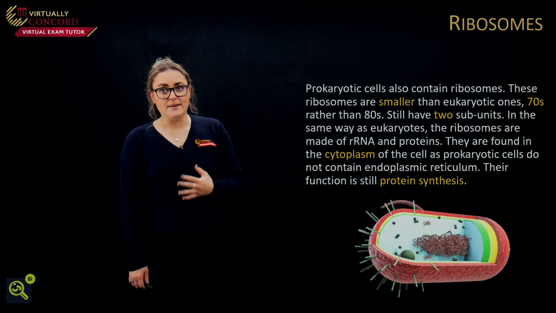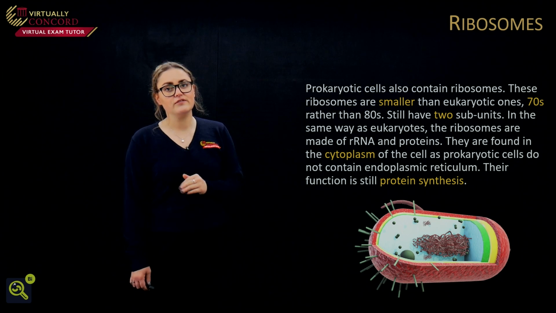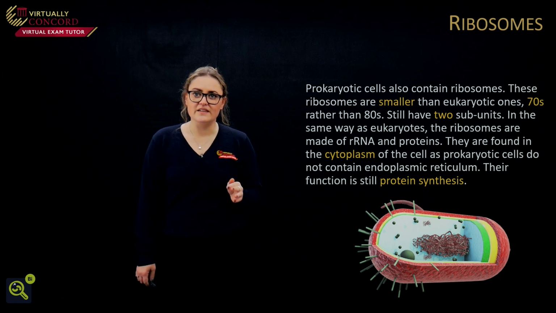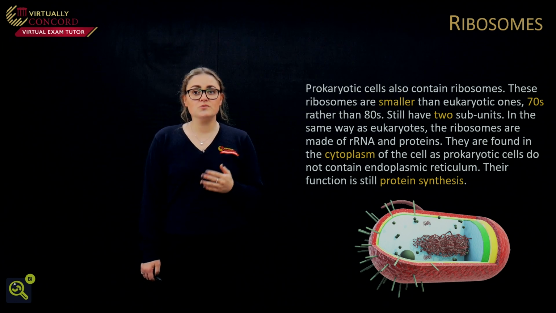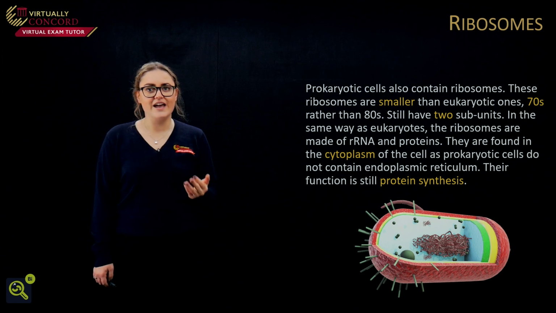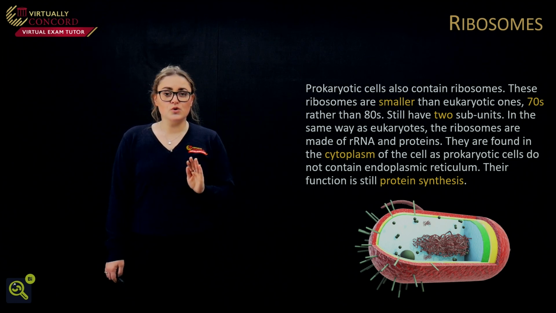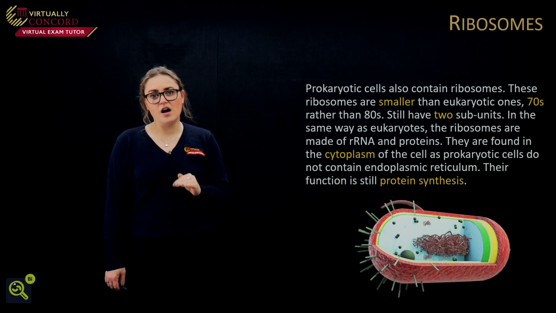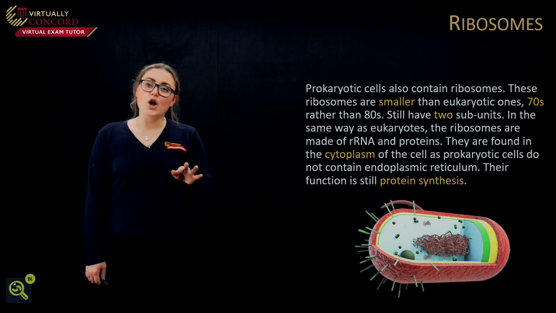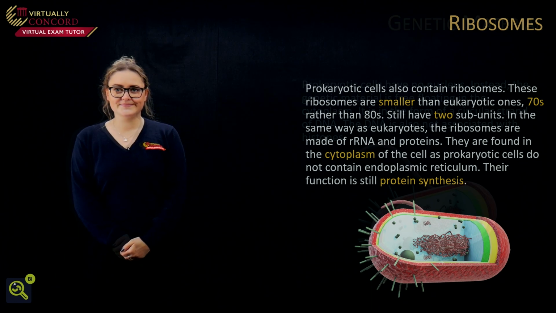They're made of rRNA and proteins, exactly the same as your eukaryotic ones, but they are just free-floating in the cytoplasm. Okay, they're not connected to any endoplasmic reticulum like they are in the eukaryotic cells, because bacterial cells don't have those membrane-bound organelles, so therefore don't have any endoplasmic reticulum. Okay, so ribosomes still present, they are smaller at 70S, they're still made of rRNA and protein, and they still do protein synthesis, but this time they are only found in the cytoplasm rather than attached to any endoplasmic reticulum.